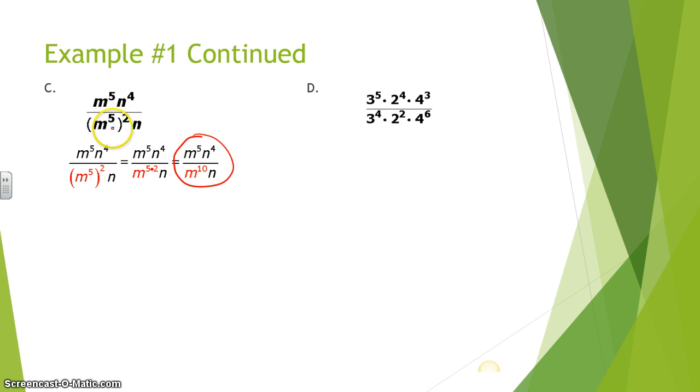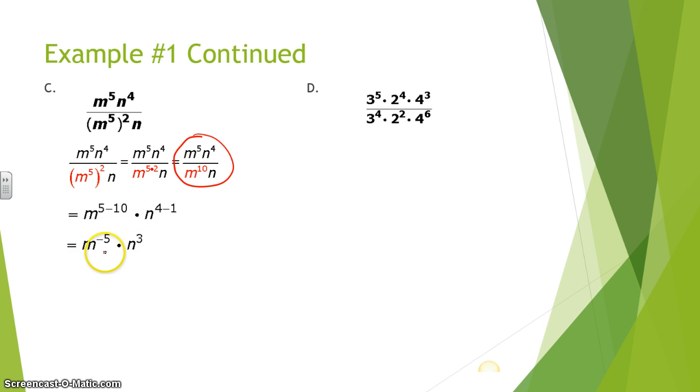So notice how we just simplified down this m to the 5th and 2nd power. Now what we're going to do is take the bases of m and do 5 minus 10, and take the bases of n and subtract those exponents. So what we have is m to the 5 minus 10 times n to the 4 minus 1. So we're going to get m to the negative 5th, n to the 3rd. 5 minus 10 is negative 5, 4 minus 1 is 3.